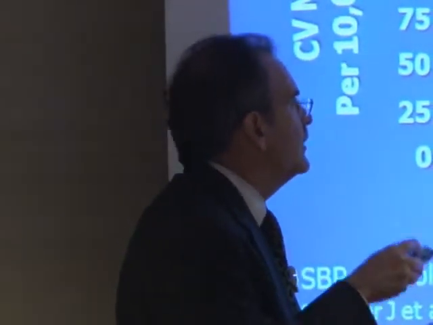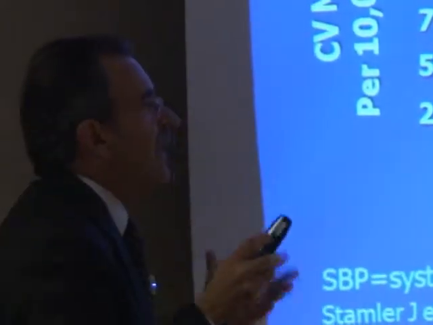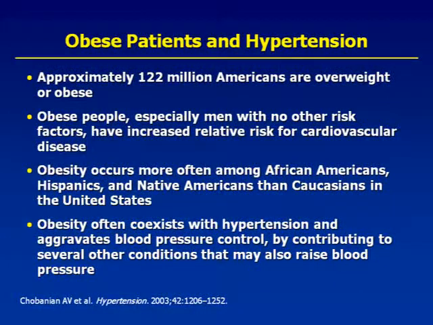If you're diabetic in particular, that's the green bars, your risk is way higher if your blood pressure is up. So what are the issues here? Well, obesity and hypertension. A lot of Americans are overweight or obese. They're more likely to have hypertension. This aggravates everything. So again, obesity we've got to fix.